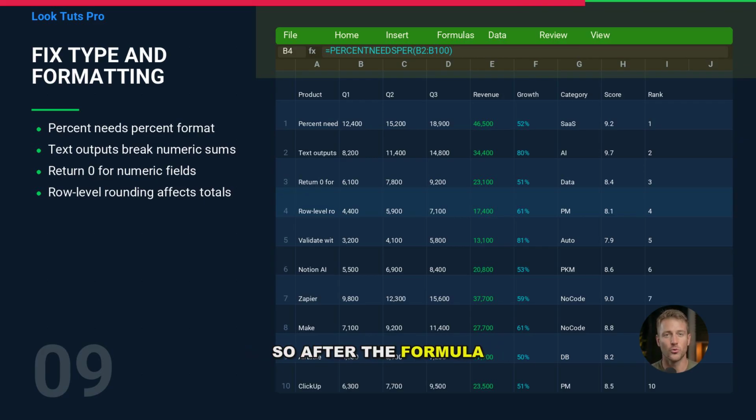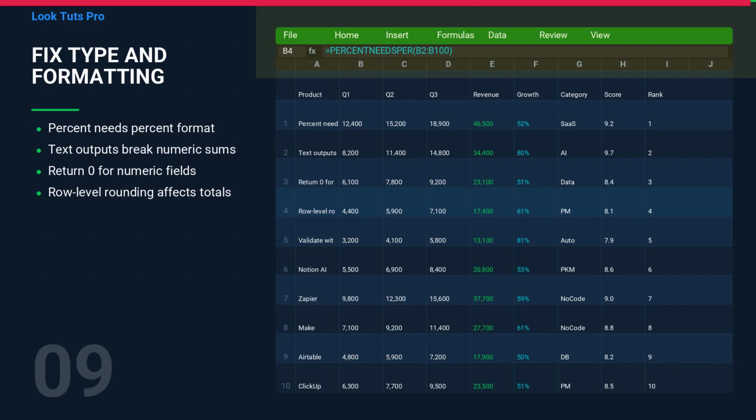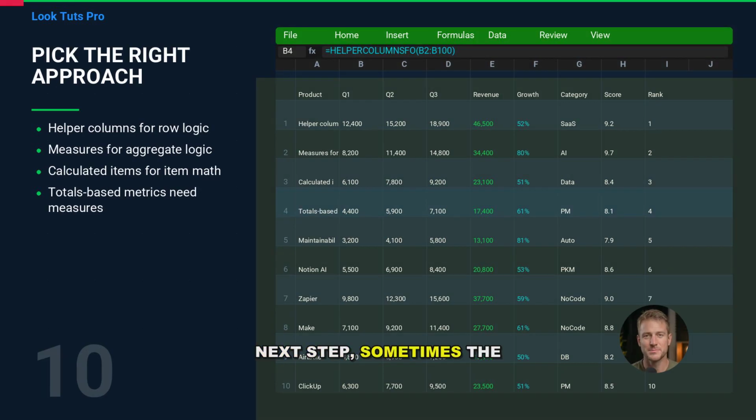So after the formula works, do a quick validation. Check a few source rows, confirm the row-level math, then confirm the aggregation matches your intended definition. That's how you prevent silent calculation mistakes. Next step. Sometimes the best fix is choosing a different tool. If your calculation depends on totals, filters, or time intelligence, calculated fields will fight you.